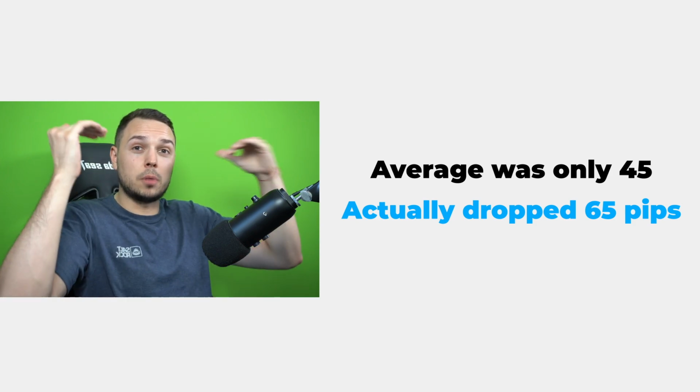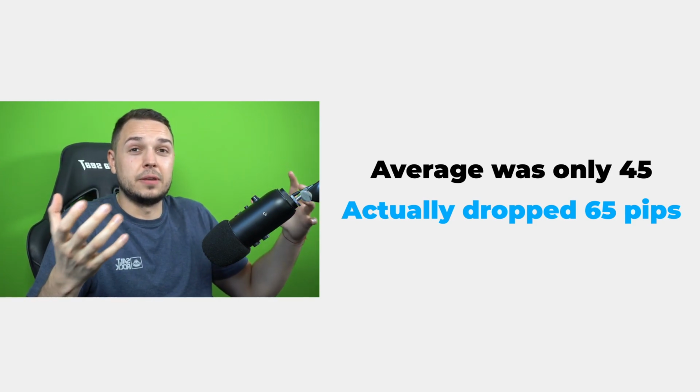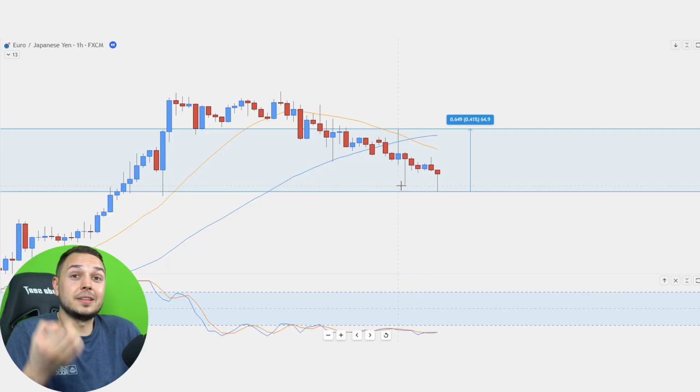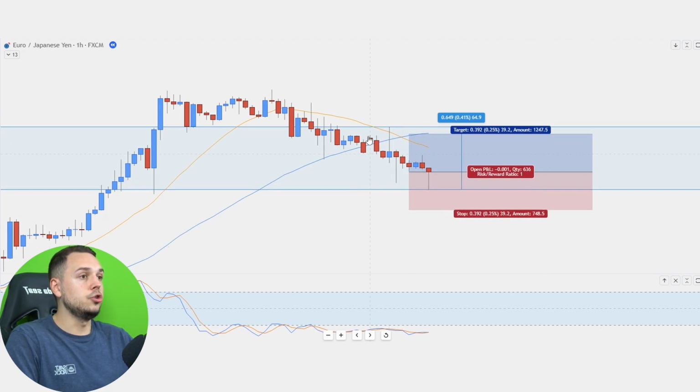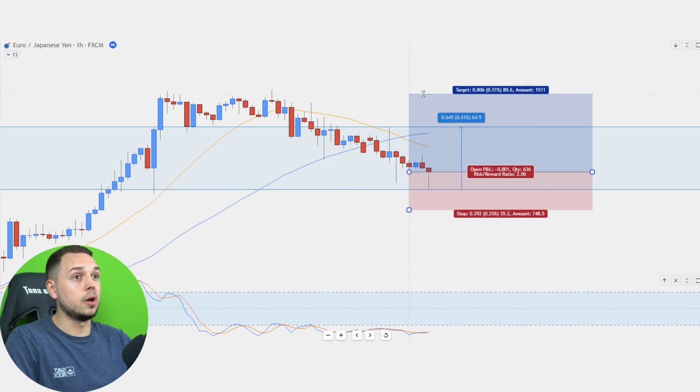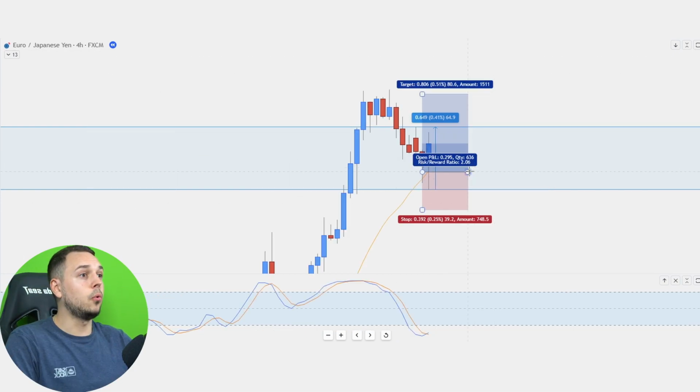Now, since it has dropped so much and the average is only 44 pips, logically we can start thinking to buy in the trade. So somewhere over here could be our entry. We could potentially aim for a nice around 80 pips take profit, just because this is a strong area of resistance. We go back to our 4-hour time frame.